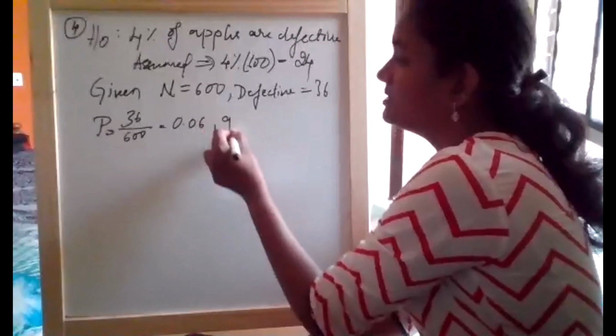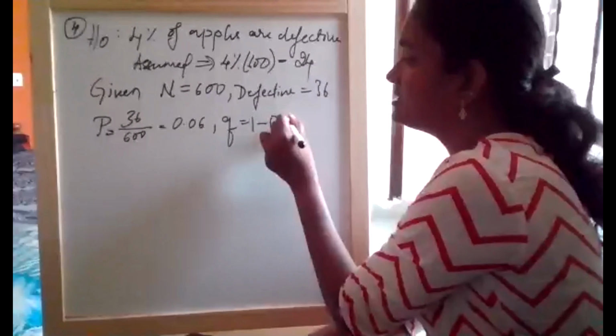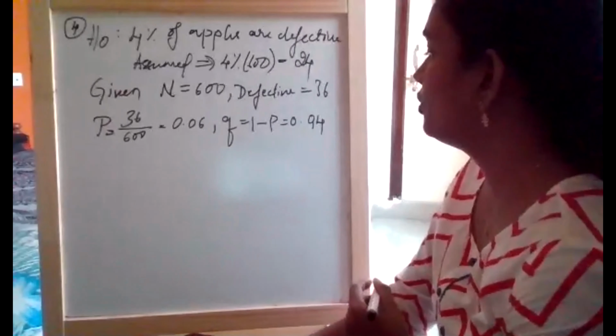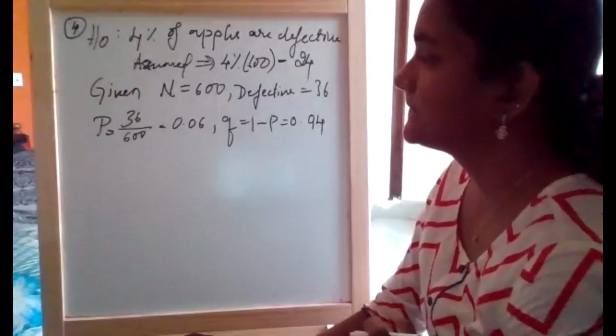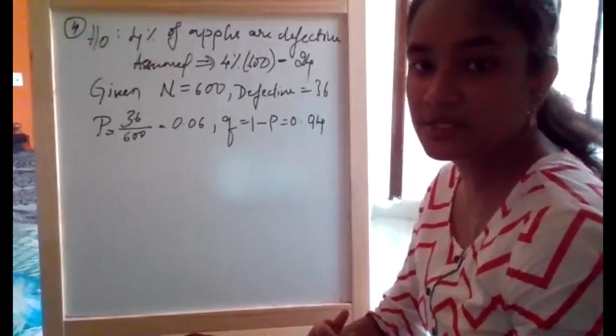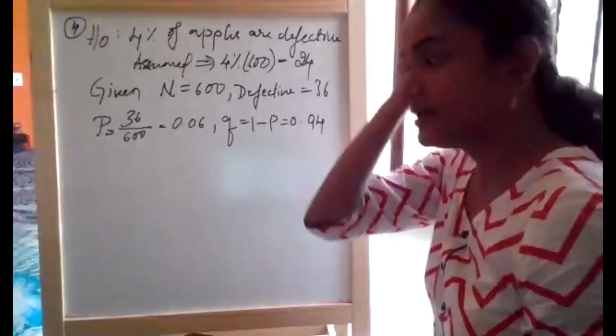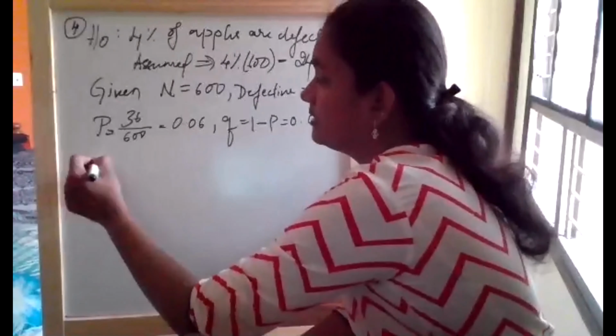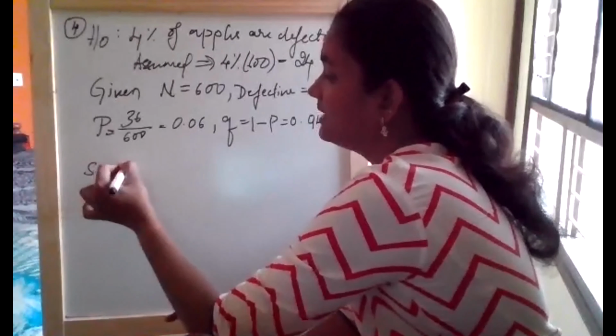So based on this, Q is equal to 1 minus P, which is nothing but 0.94. 1 minus 0.06 is 0.94. Check. 0.94. I think we have all the values now.